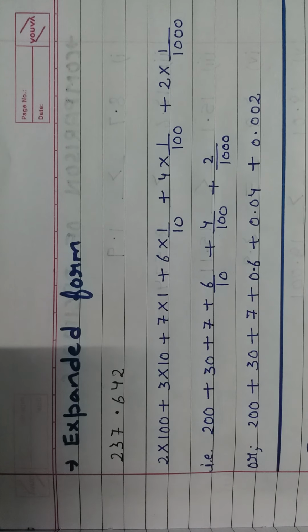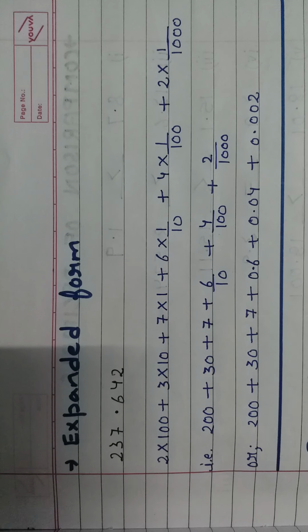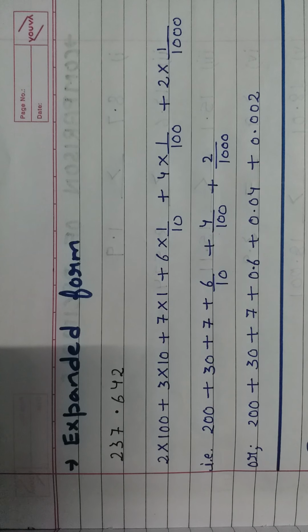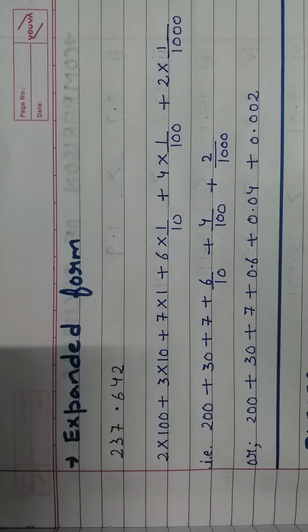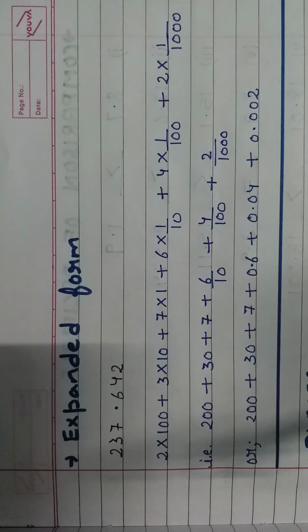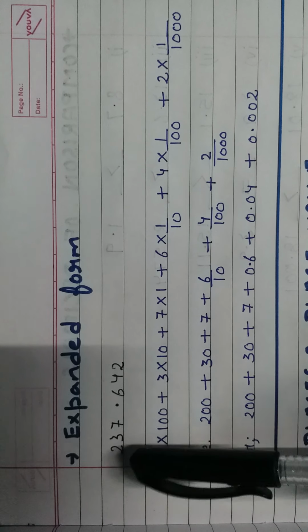Now let's see the expanded form of decimal numbers. If we have a decimal number and we have to write it in expanded form, we have an example over here, 237.642. As we did for the other numbers, we multiply each digit by the value of its place. So here we have 2 at the hundreds place.